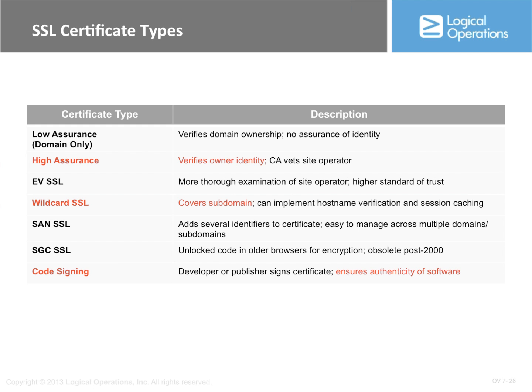Okay, so the certificate used to ensure authenticity of software is the code signing certificate. Wildcard SSL covers the subdomain of the parent, and the high assurance certificate, the owner has been verified through some sort of physical identity examination.